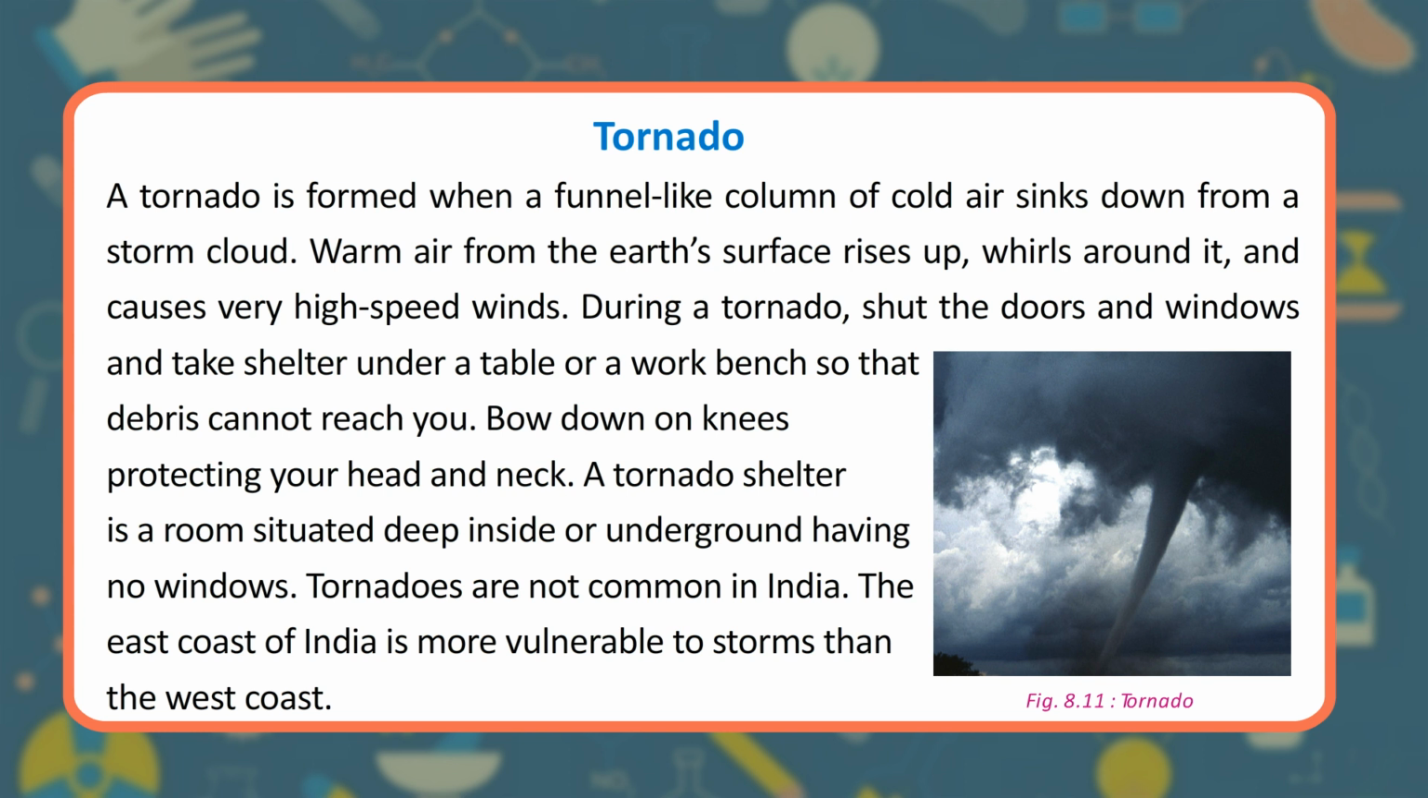During a tornado, shut the doors and windows and take shelter under a table or a workbench so that debris cannot reach you. Bow down on knees protecting your head and neck. A tornado shelter is a room situated deep inside or underground having no windows. Tornadoes are not common in India. The east coast of India is more vulnerable to storms than the west coast.